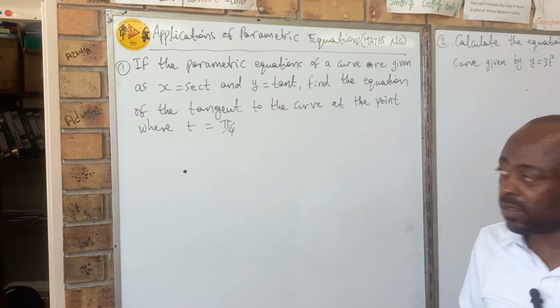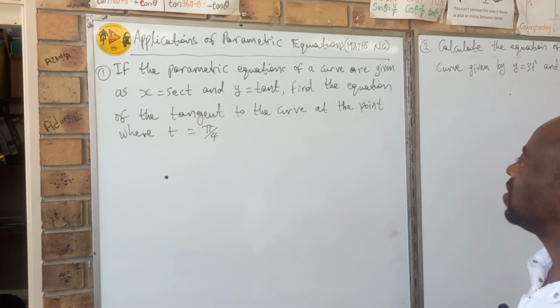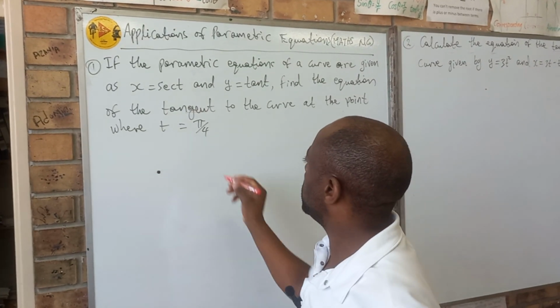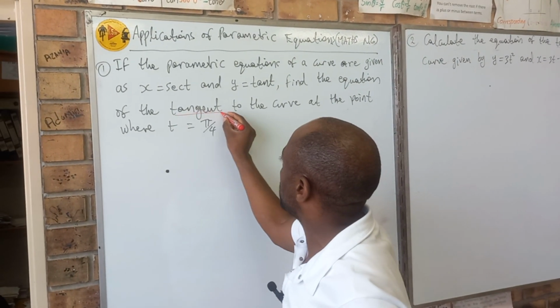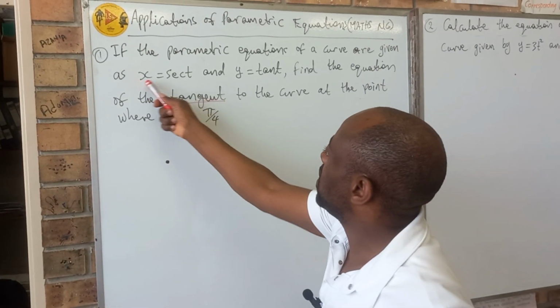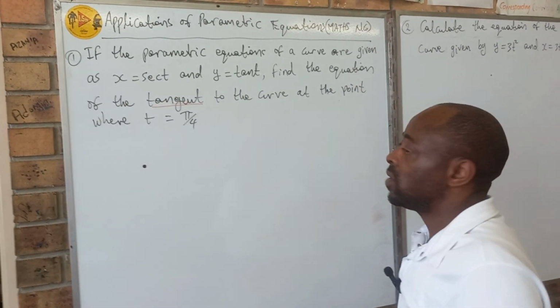Good day guys, let's look at applications of parametric equations. The main application of parametric equations is always asking us to get the equation of a tangent to the curve. So our curve is defined as x equal to sec t and y equal to tan t.